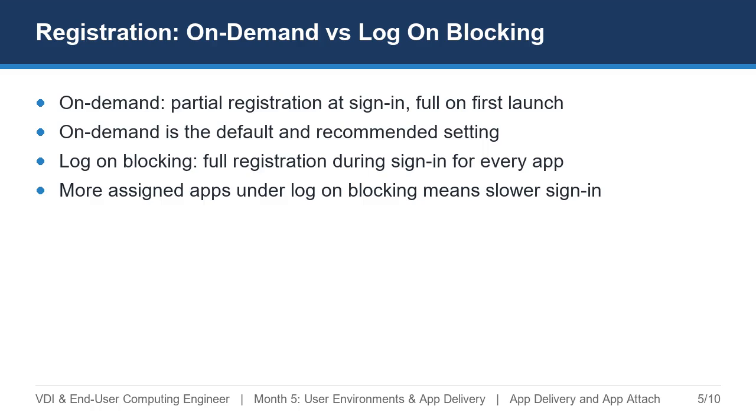Registration is what actually makes an attached app usable. On-demand registration only partially registers apps at sign-in and finishes the job when the user actually launches the app. It's the default because it doesn't slow down sign-in. Logon blocking fully registers every assigned app during sign-in itself, which is more predictable but scales badly as you assign more apps to a user.